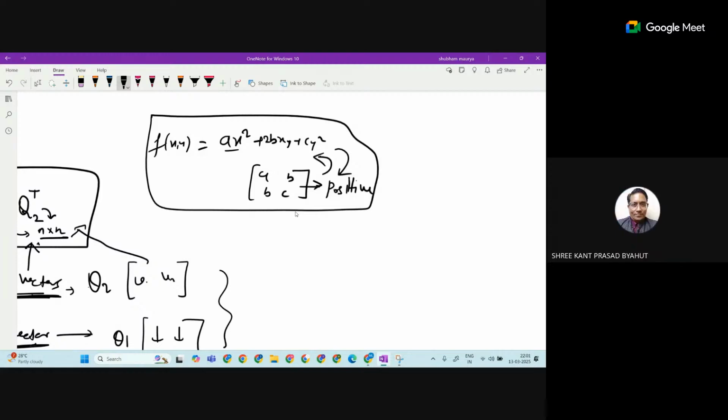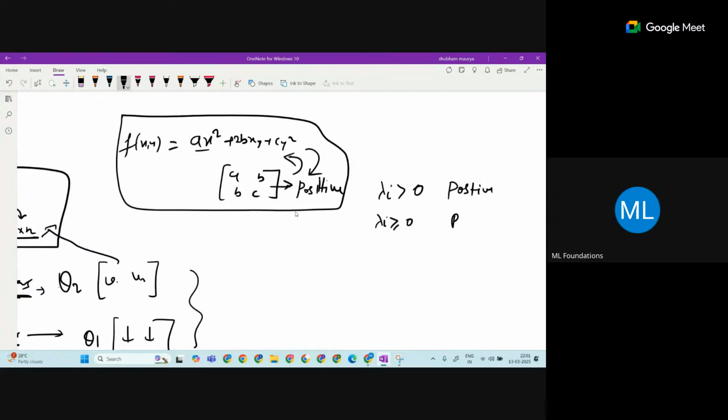Also, sir, with respect to eigenvalues, how do you identify whether it's positive or not? If all eigenvalues are strictly positive, then positive definite. If some of them are positive and some are 0, then positive semi-definite.